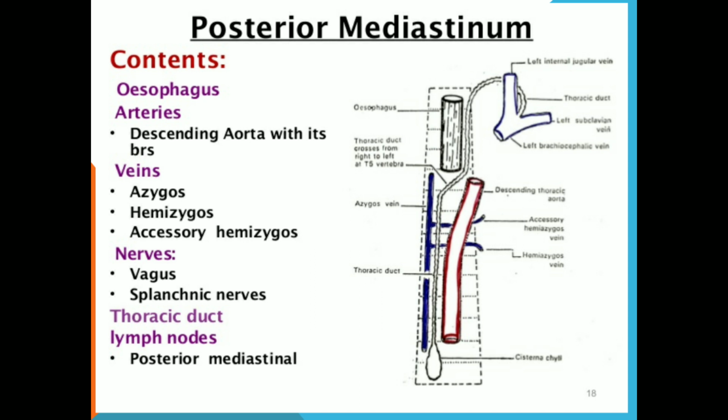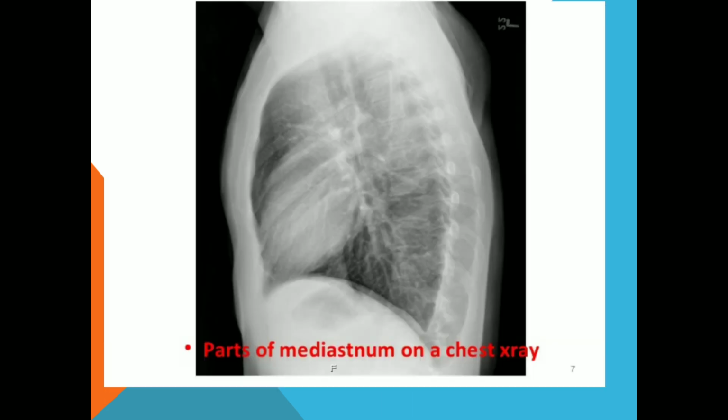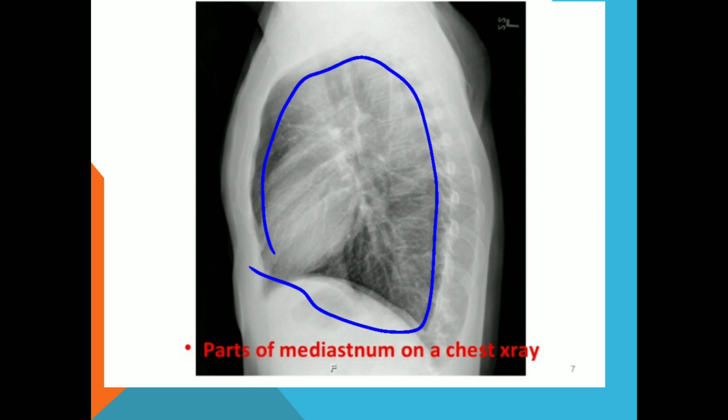Now next we will look into the applied anatomy of it. Why do you have to know about the mediastinum? So this is the X-ray. You are looking at a chest X-ray. Can you make out this region that you are looking at? That is the heart. Can you see the part here? All this thing that you are looking at is the heart.